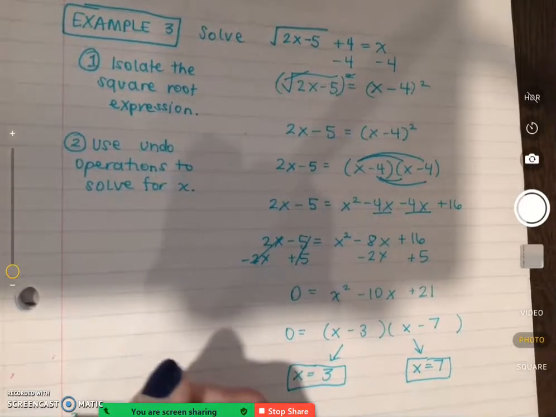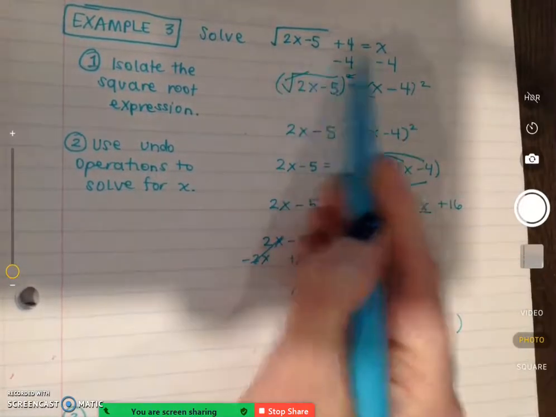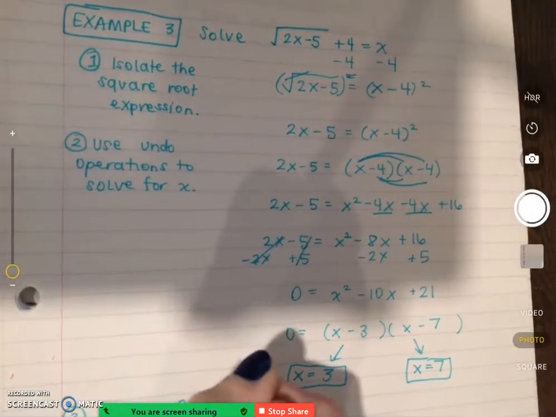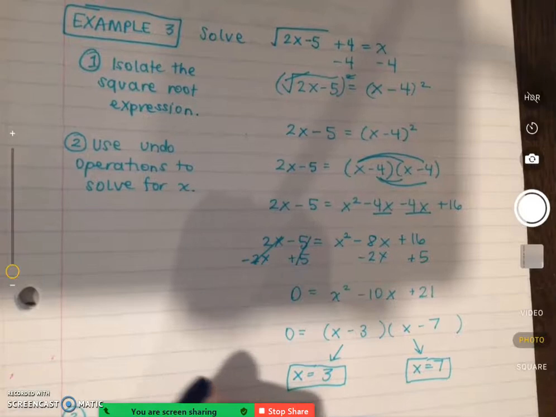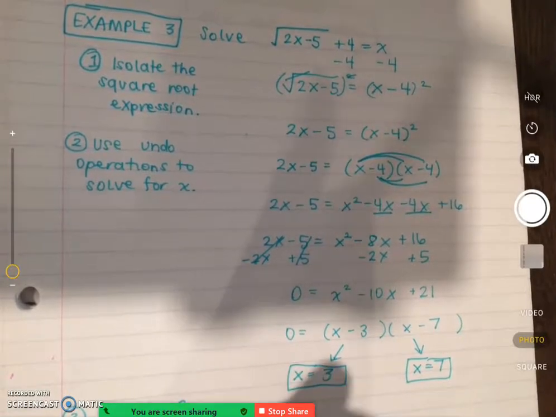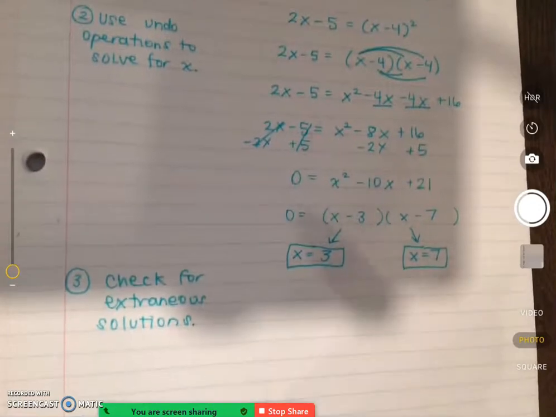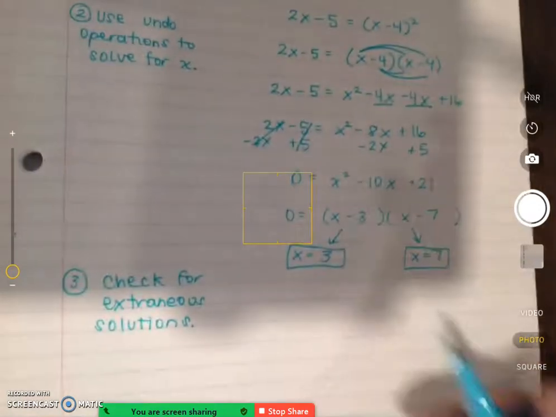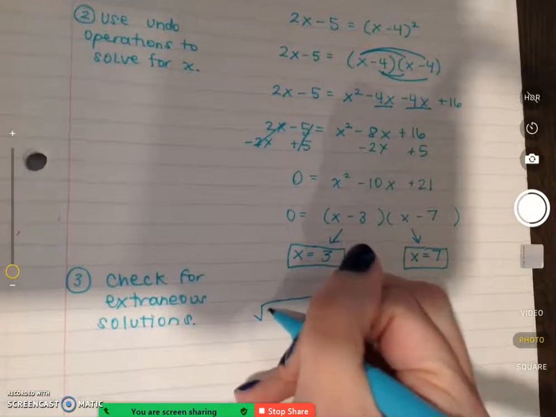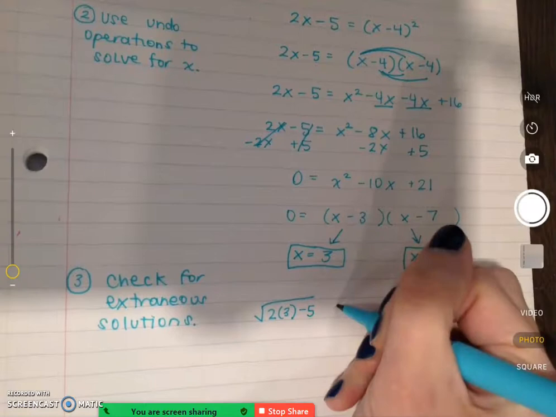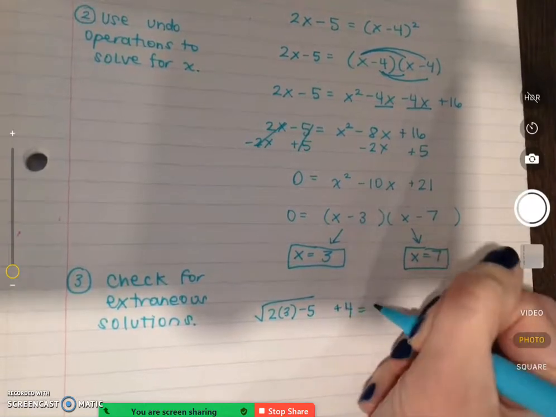So last step, again, because this is a square root radical equation, I have to check for extraneous solutions with that restricted domain. Check for extraneous solutions, third and last step. So I'm going to check 3 first by inputting 3 in for x. That'll be 2 times 3 minus 5 plus 4, and does that equal 3?